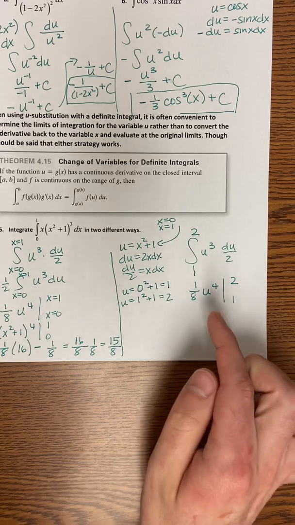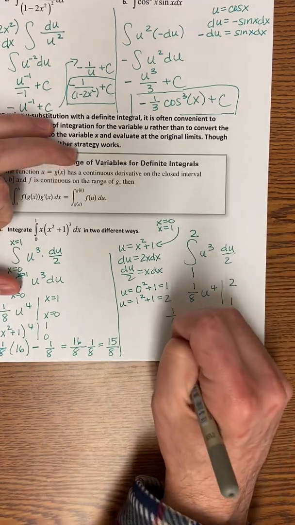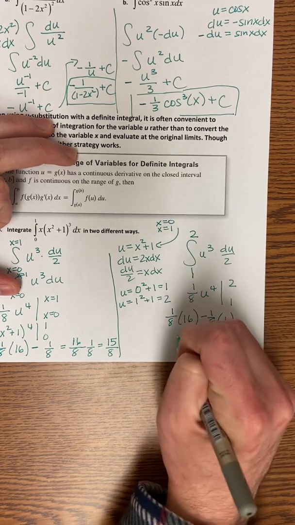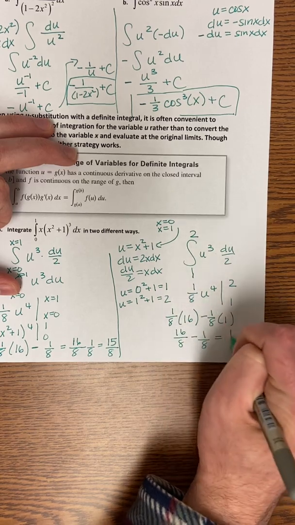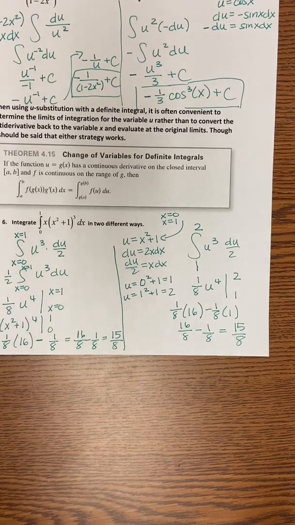Now, what do you notice when you plug in 2 or 1 here? 2 to the 4th is 16, so it's 1/8 times 16 minus 1/8 times 1, so it's that same 16 over 8 minus 1 over 8, which is 15 over 8. So what you notice is that no matter which way you do this, it works just fine.